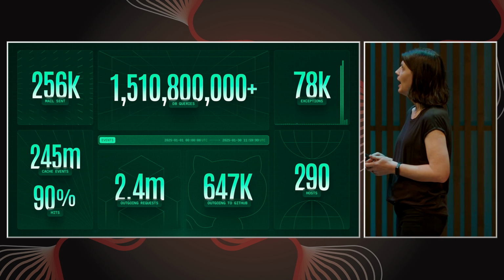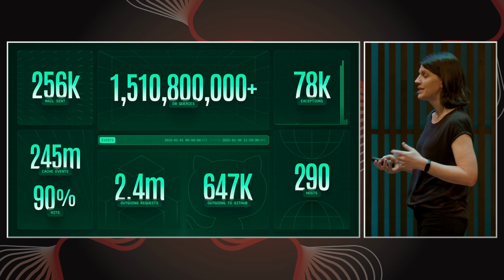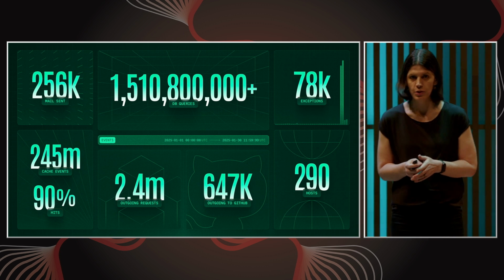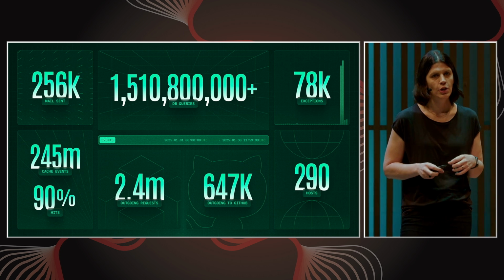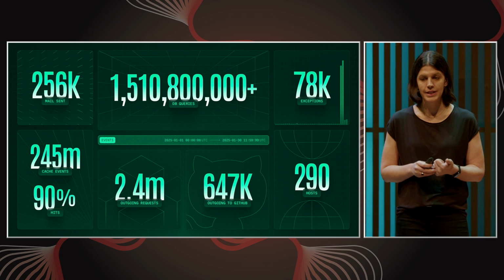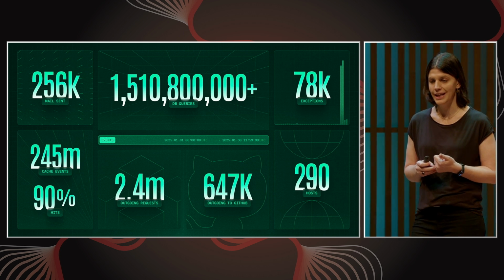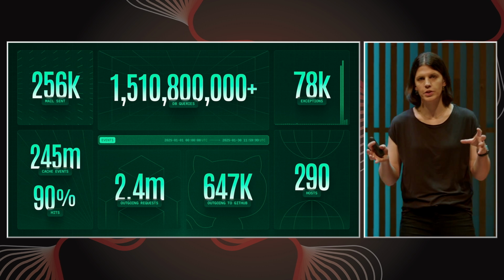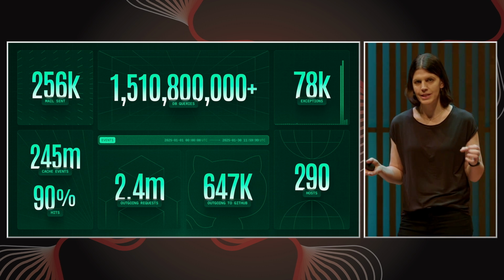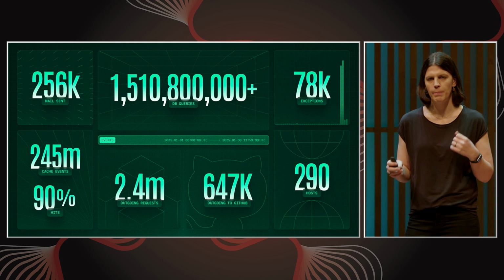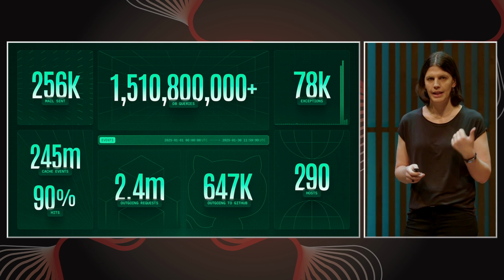245 million cache events with a 90% hit rate. 2.4 million outgoing requests. So Forge makes a lot of outgoing requests to various Git providers, the main one being GitHub, so 647,000 outgoing requests to GitHub. And we connect to 290 different hosts. So you can set up your own custom GitLab instances that Forge can integrate with. So we connect to a whole bunch of different host names, but mostly GitHub, GitLab, and Bitbucket.